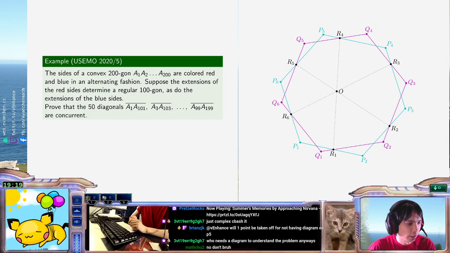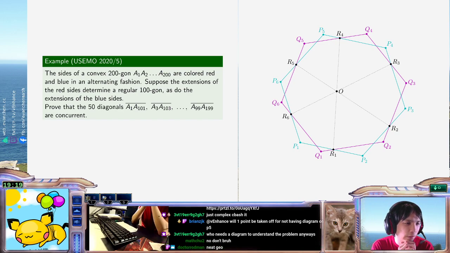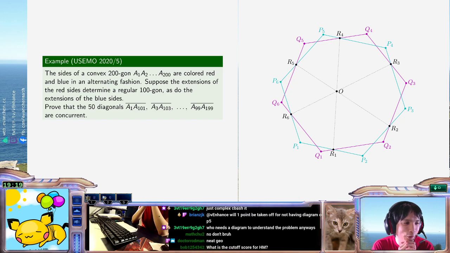So, aside from the fact that they're concurrent, what jumps out to you about these 3 guys? I think they're more than just concurrent, right?